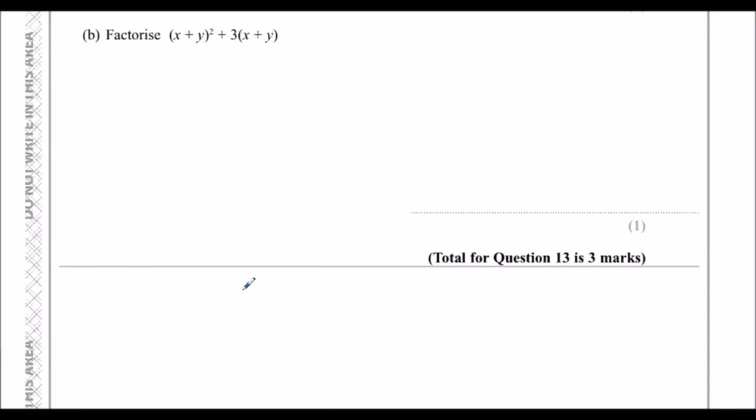Part B, factorize x plus y squared plus 3 times x plus y. So the common term here is x plus y. They both have an x plus y in them. It looks complicated, but it's the same as if it was just a squared plus 3a. You would factorize out the a. You'd say a times a plus 3. We're doing exactly the same thing, but with an x plus y. So we're going to take x plus y on the outside.